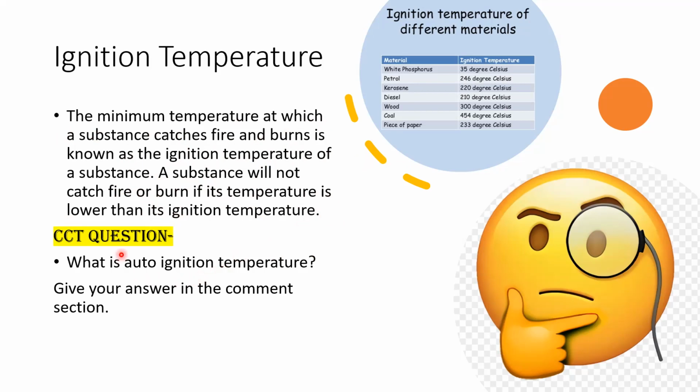Now, there is a CCT question for you. Children, we all know that CCT, that is creative and critical thinking, has become a part and parcel of our studies, in which we give our children some additional knowledge. So my CCT question is, what is auto ignition temperature? So keep guessing like this guy. He is guessing deeply, thinking deeply. You also have a deep thought and write your answer in the comment section of this video.